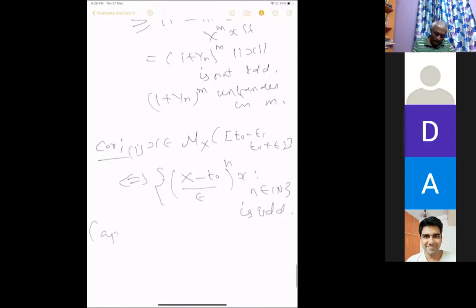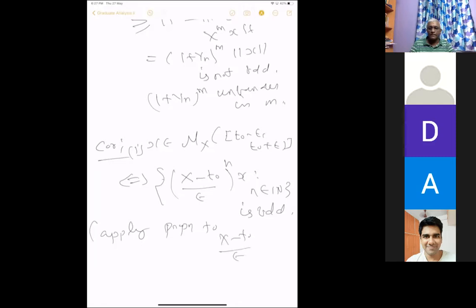I have already told you that this is true, no? mx of some E is the same as m p of E of p of x. There is some assignment you are supposed to do. You just use that assignment and apply the earlier proposition to this operator, (x minus t0) by epsilon.